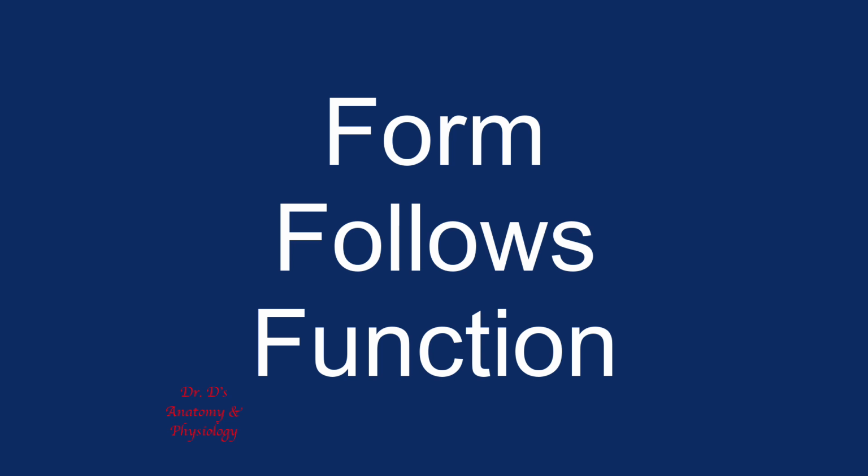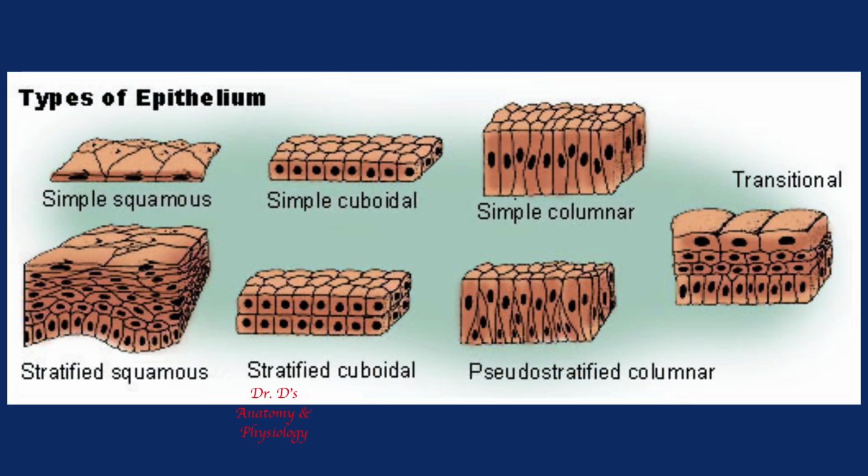Form follows function is a quote from an architect that I think readily applies to nature and anatomy in particular. In other words, to understand the structure of anatomy, it's important to understand what function is being served by that structure. With this important concept in mind, let's look at the categories of epithelium. Here is an illustration of 7 of the 8 possible types of epithelia.